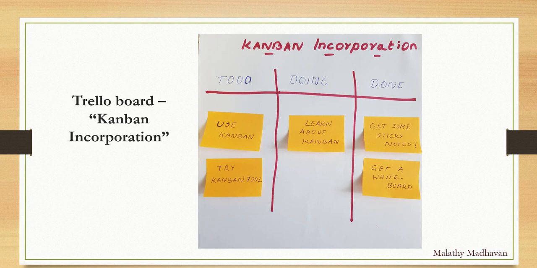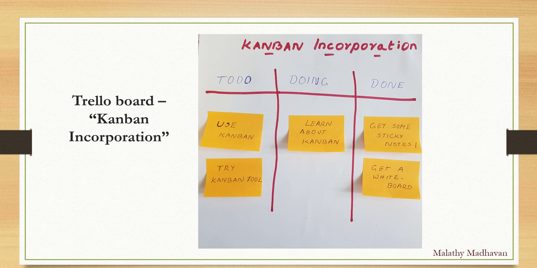Then we'll add the individual activities such as learn about Kanban, use Kanban, try Kanban tool, etc. and move them across the columns according to their current progress state. These individual activities are called cards in Trello.